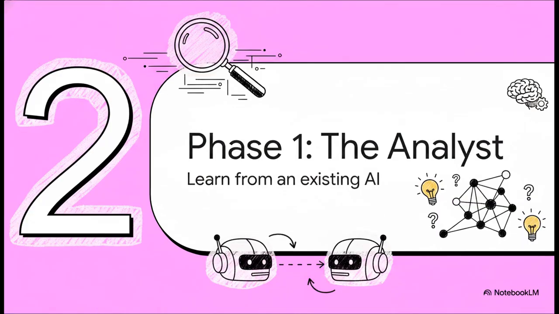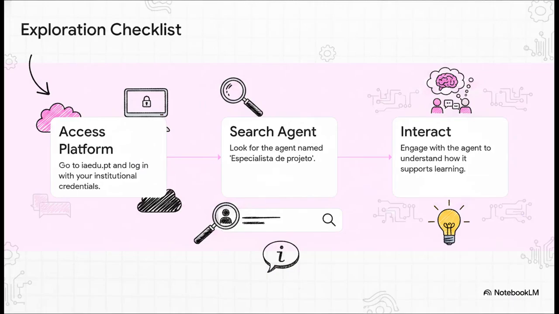First up, phase one, the analyst. To build something really great, you first have to understand what's already out there, what works and what doesn't. This is our research phase, where we're going to get our hands dirty and interact with an AI that's already live. Here is your checklist to get you going.